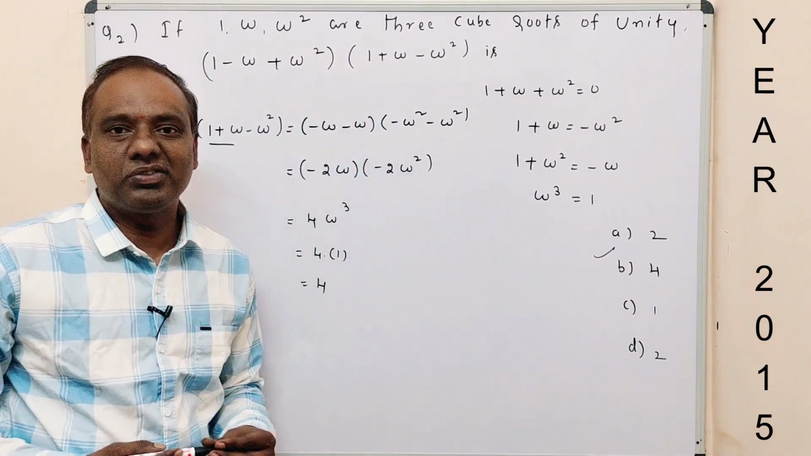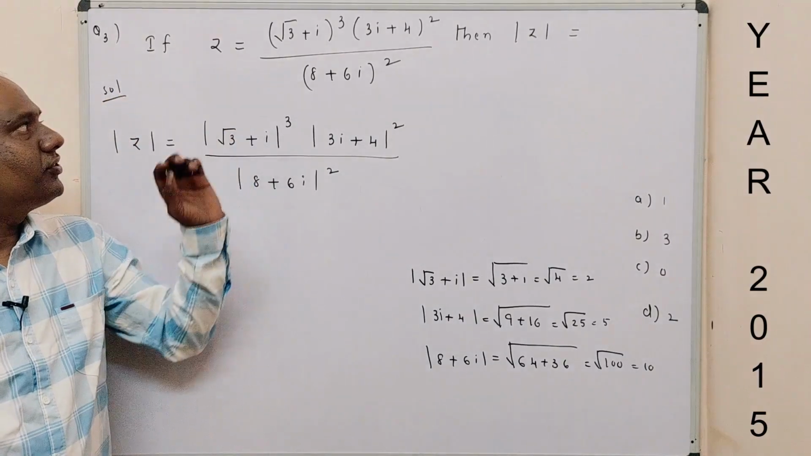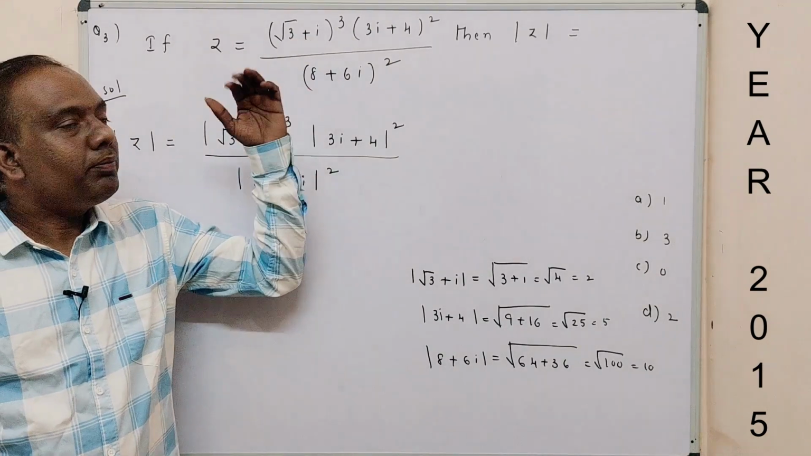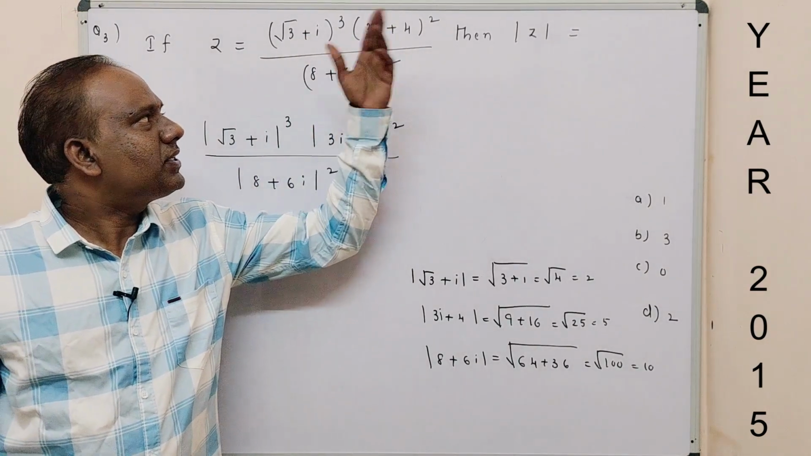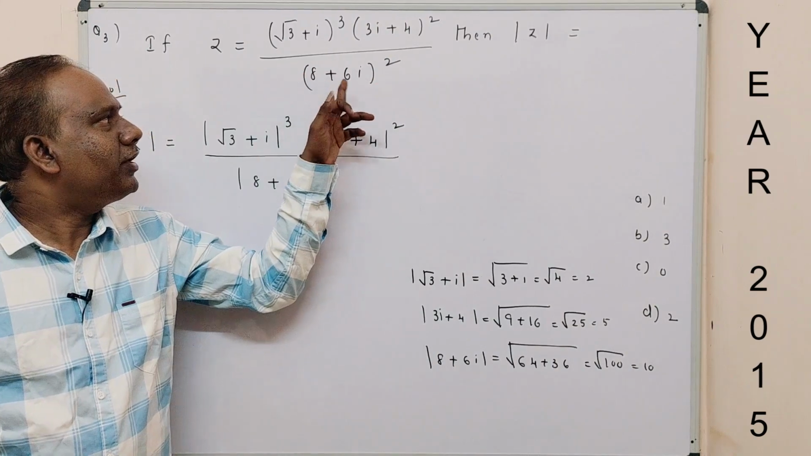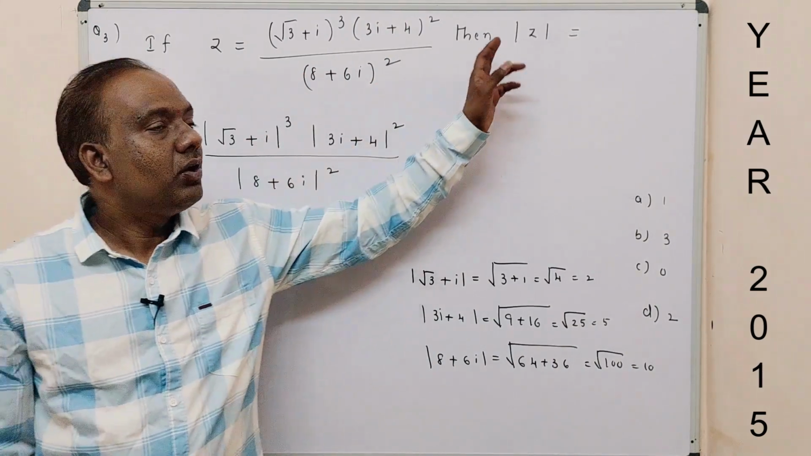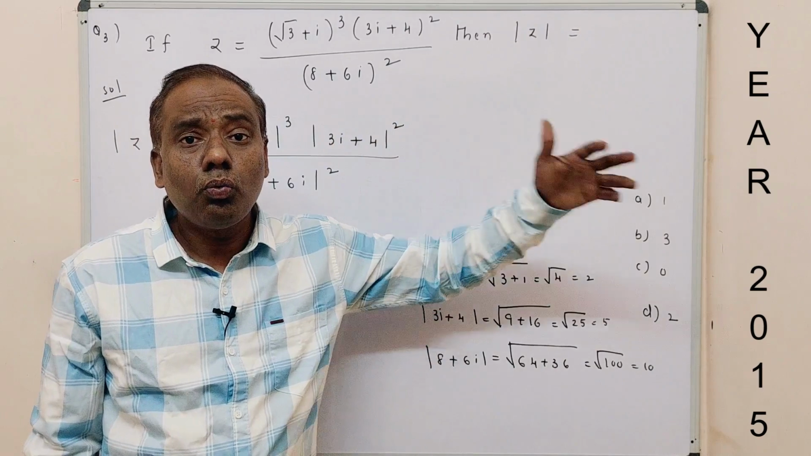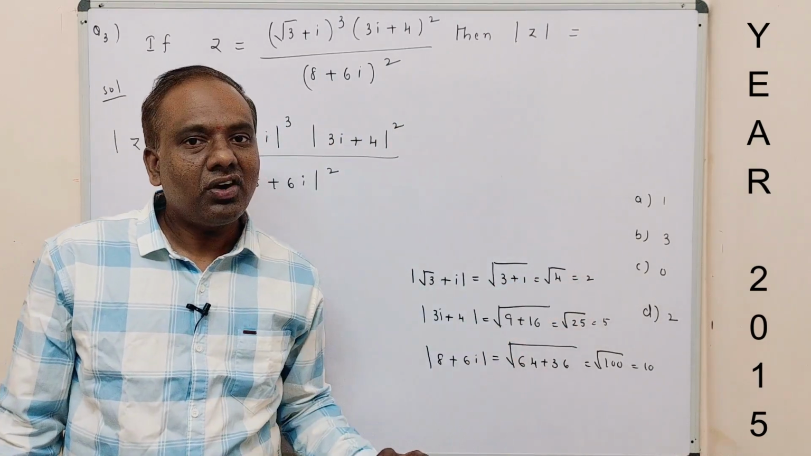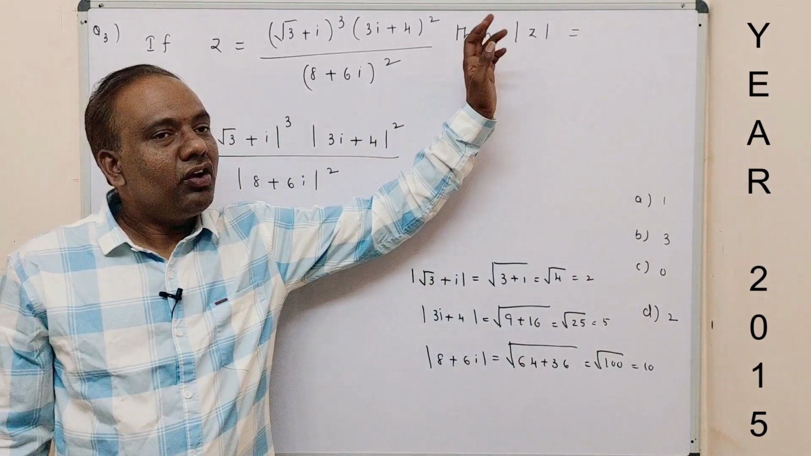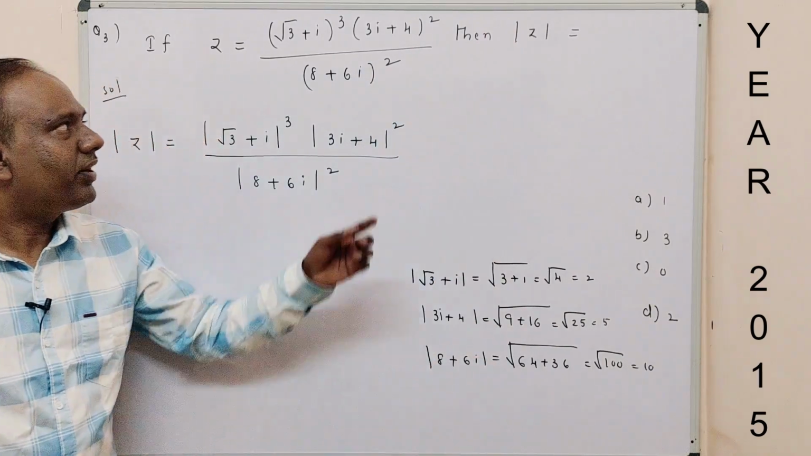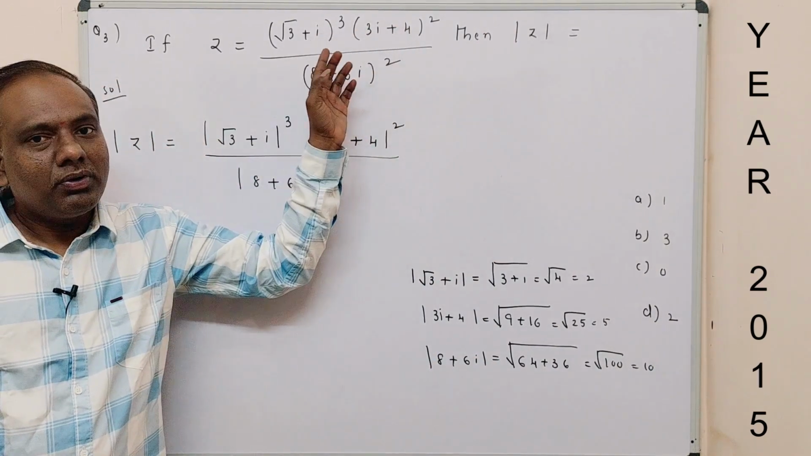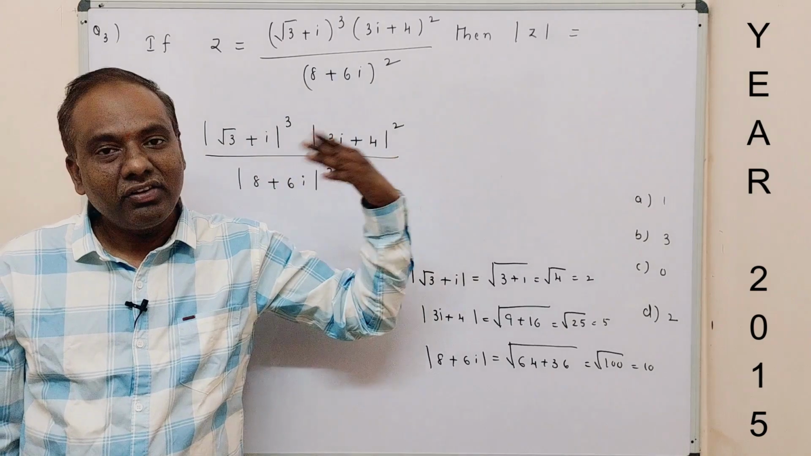Question is, if z is equal to (root 3 plus i) whole cube, (3i plus 4) whole square by (8 plus 6i) whole square, then modulus of z is equal to what? So these are the options. Here we calculate modulus of z. Actually on simplification and all, it will take very long time.